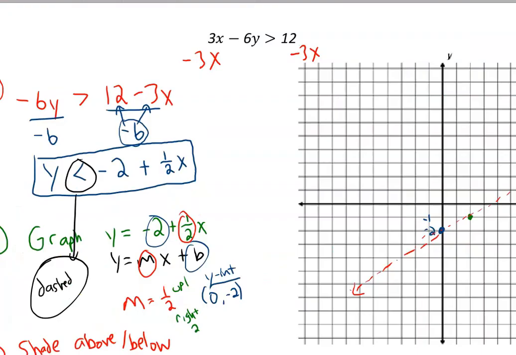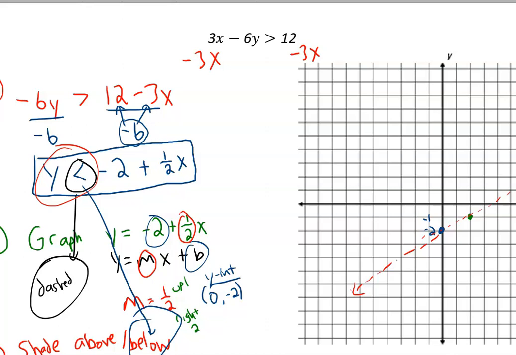And if it's y is less than, you shade below. And so we don't have just y here by itself. That happens here. And here, it's y is less than because the symbol had to get flipped around the other way, which means we should be shading below. So everywhere below this line, every point below the line is a solution to this inequality.